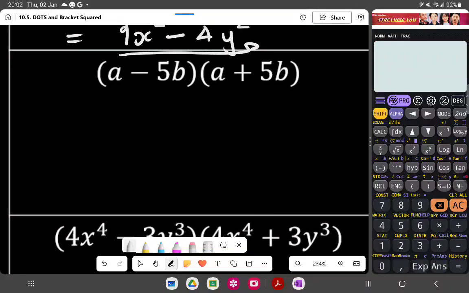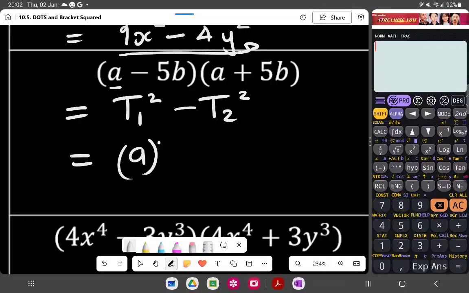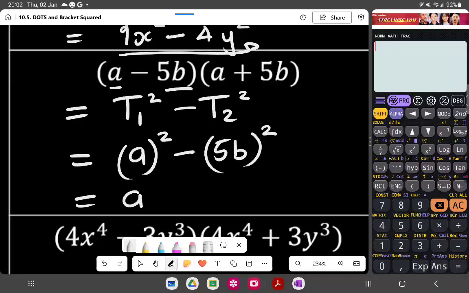Example B. A minus 5b, a plus 5b. Difference of two squares. So my answer is term 1 squared minus term 2 squared. Now I substitute. Term 1 is a, and I square that, minus 5b, and I square that. My answer is a squared minus 25b squared. Remember, 5 squared is actually equal to 5 times 5.